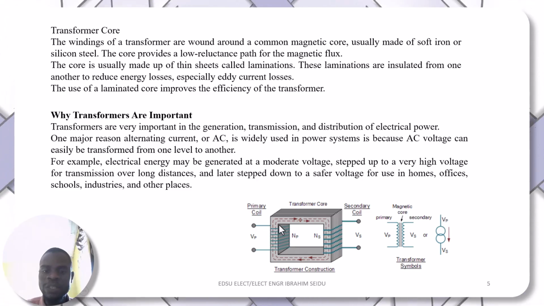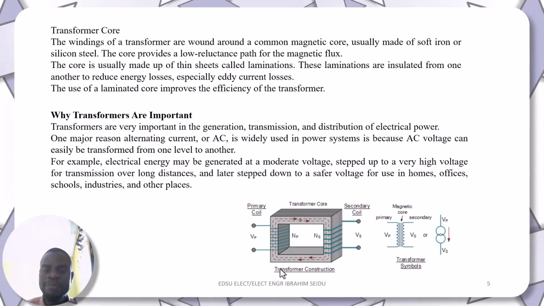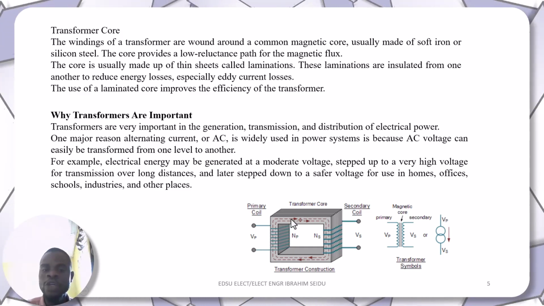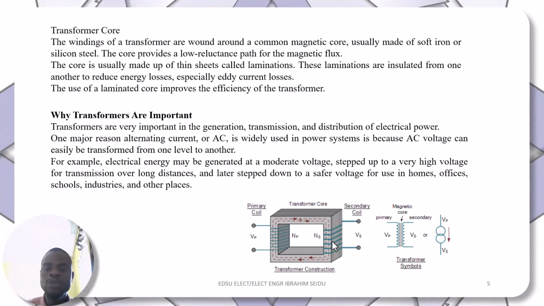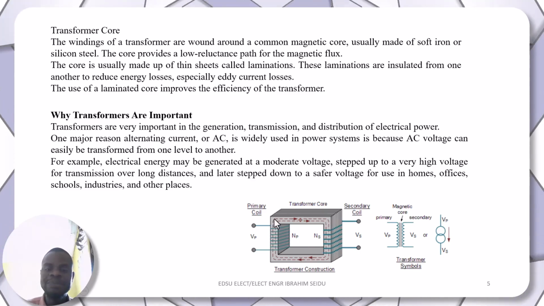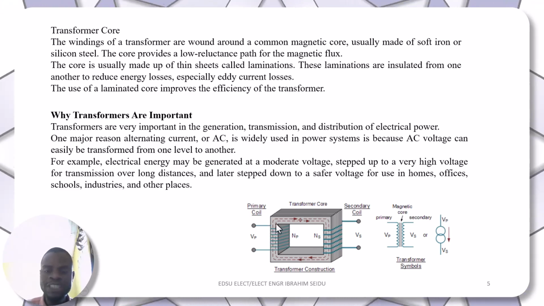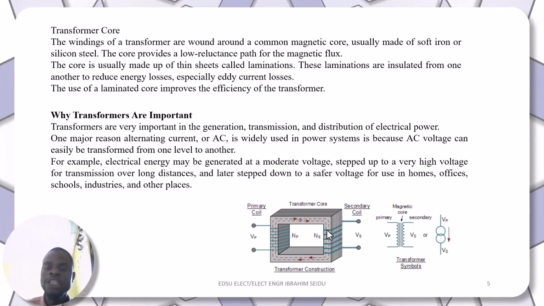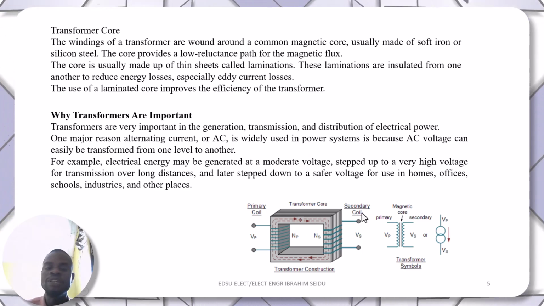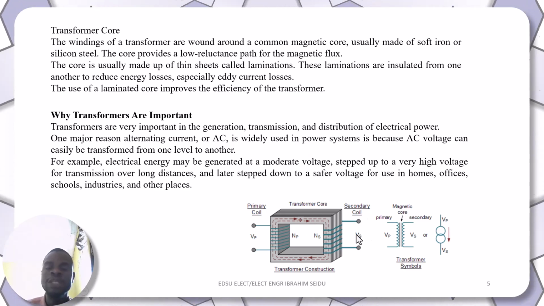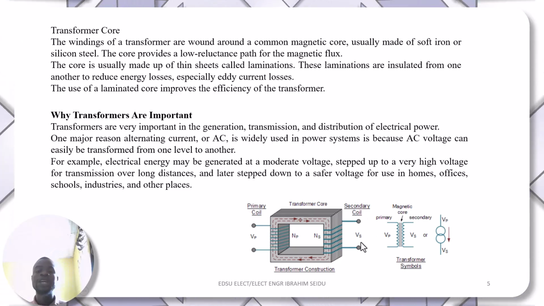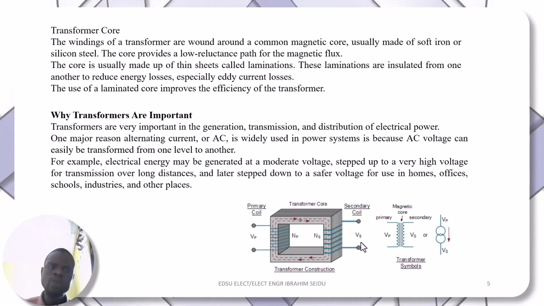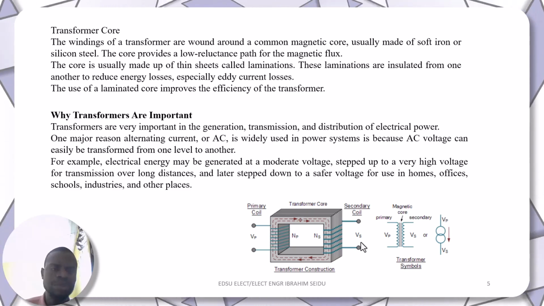This core is what is providing a path for the magnetic flux generated by the primary winding to go to the secondary part. So once this magnetic flux flows through this transformer core, those magnetic flux will be caught by the secondary winding, and EMF will be induced in the secondary side, known as the electromagnetic induction or mutual induction process. So now, why are transformers important?